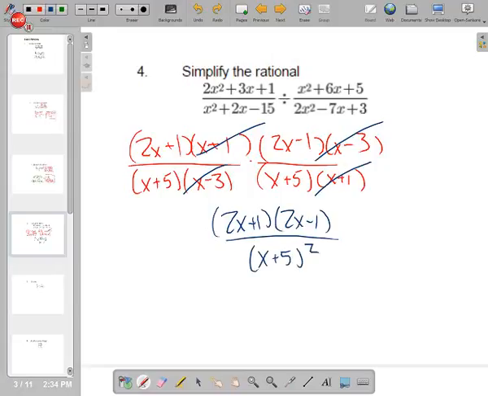quantity squared. Now you might need to expand this like this. You could write this as 4x squared minus 1. If it's a multiple choice test, you just got to be prepared to see multiple forms of the same answer. So you might have to expand the numerator. You might even have to expand the denominator, but we'll just stop here and say one of these is probably the answer.